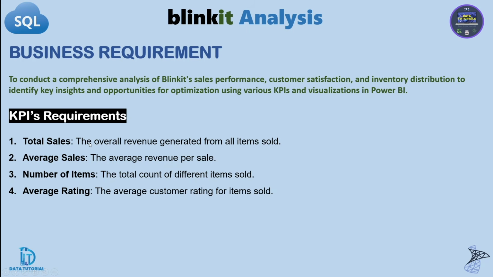The total sales is nothing but the overall revenue generated from whichever items are being sold. Then, what is the average revenue per sale? That is, what is the average sales we are getting per order, right? That's what we have to find out. Then the number of items: the total number of items sold with whatever data we have, that also we have to find out.